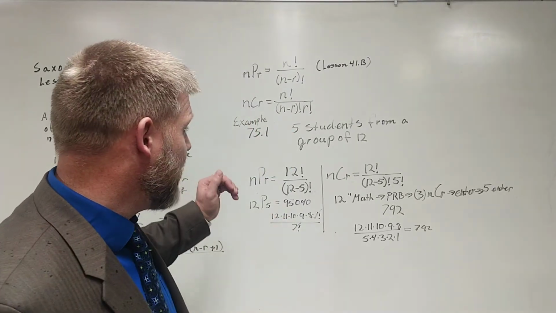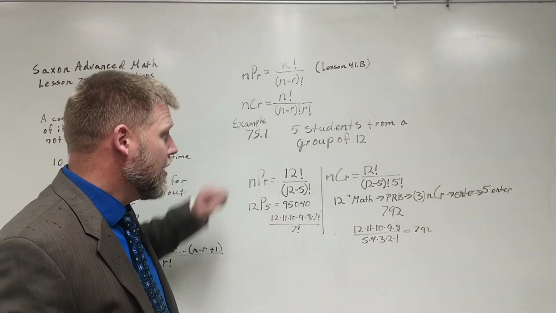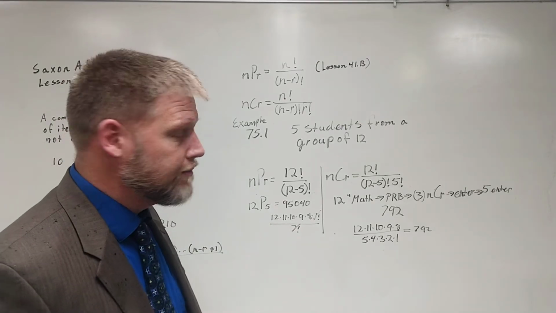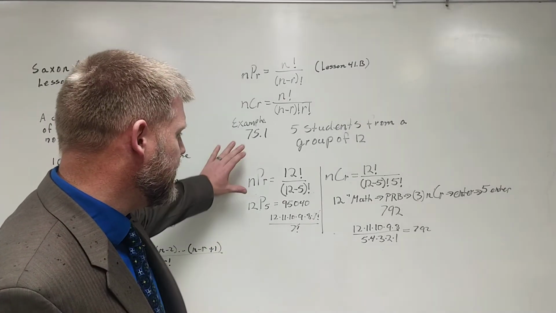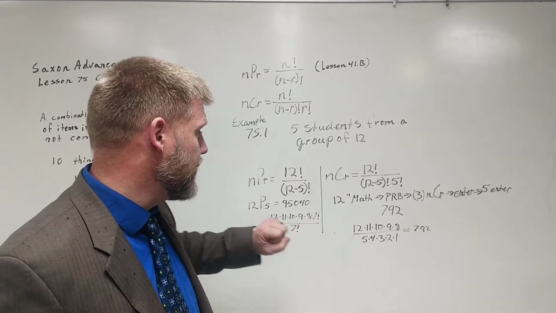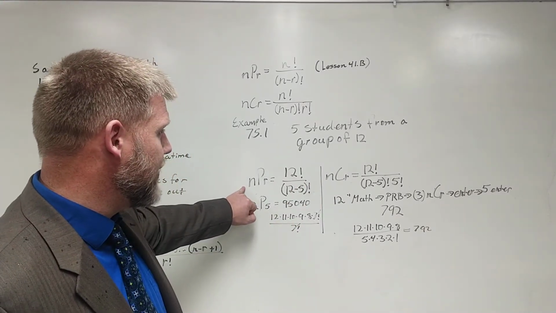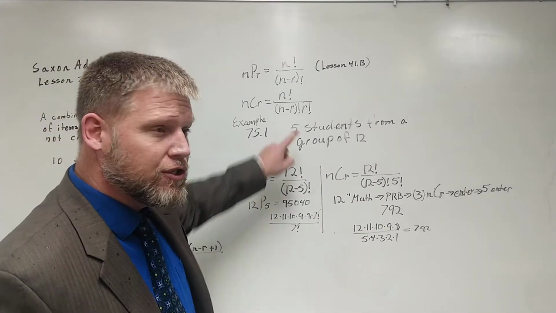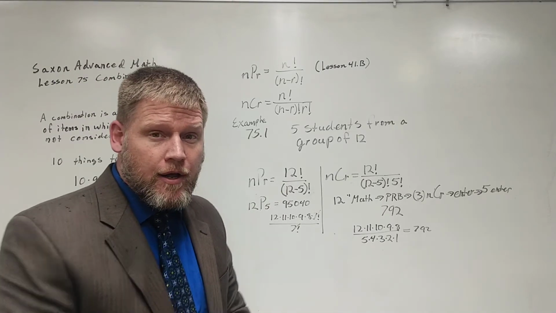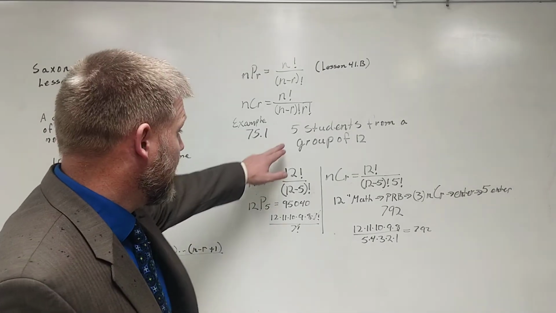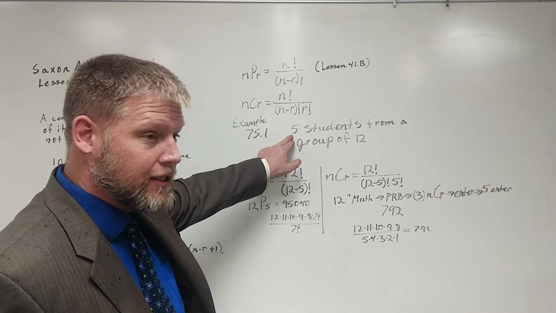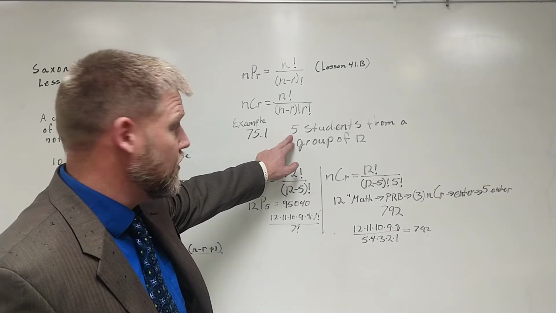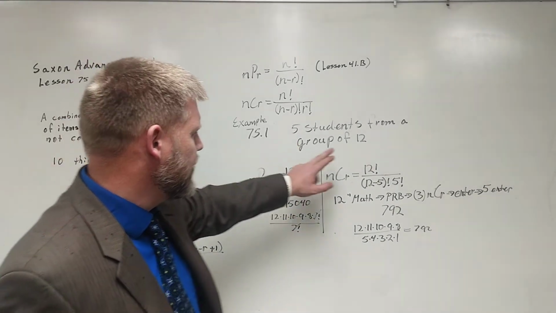Let's look at an example here. 5 students, this is 75.1, 5 students from a group of 12. So I'm going to do this with nPr and then also do it with nCr. So nPr would be if I cared about the order. It's 5 students in order, right? This might be like I said, somebody cares about the front seat, and then the next one gets to pick the next seat, and so on. So 5 students arranged in order.